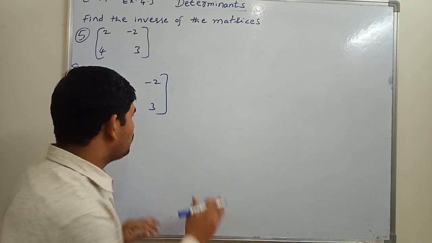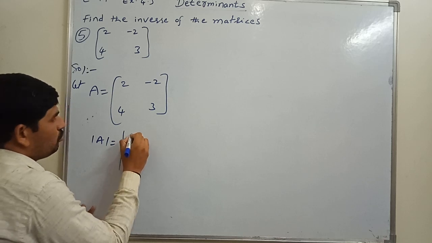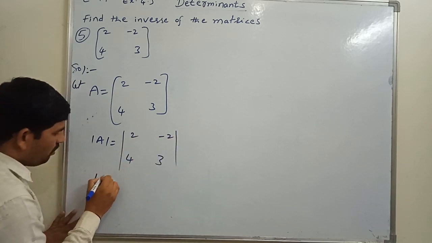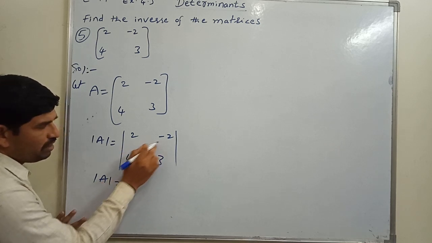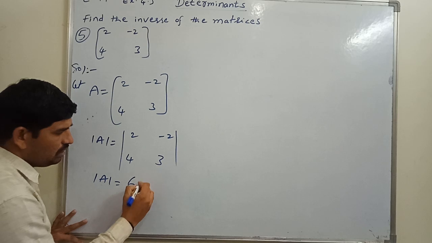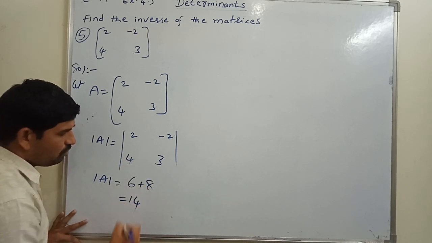Yes or no? So that's why I am going to write determinant of A is equal to the determinant of 2, minus 2, 4, 3. We know how to find the determinant for a 2 by 2 matrix. Just cross multiply. 2 threes are 6, minus times minus is plus, so plus 4 twos are 8. Now we got 14.